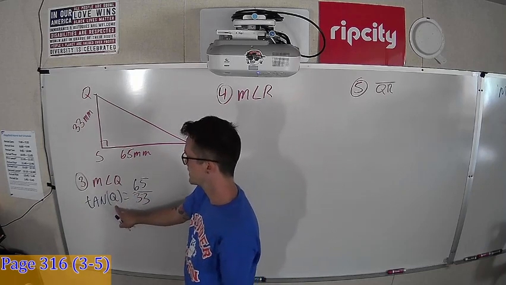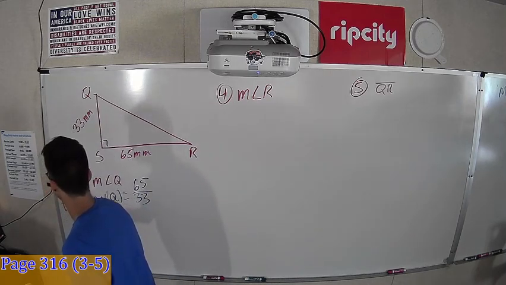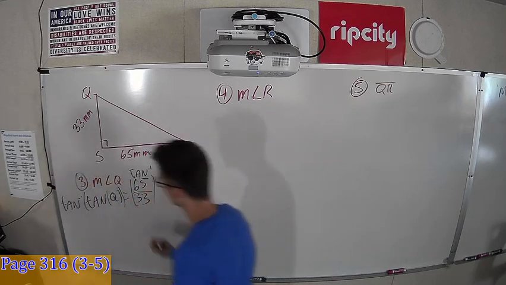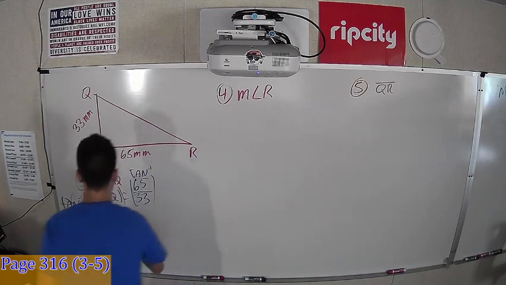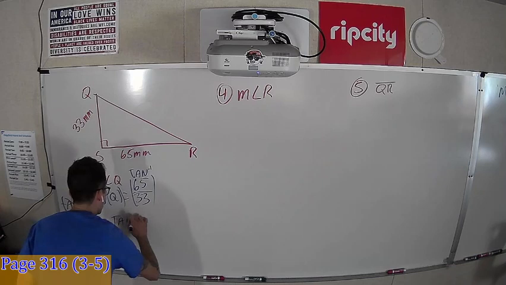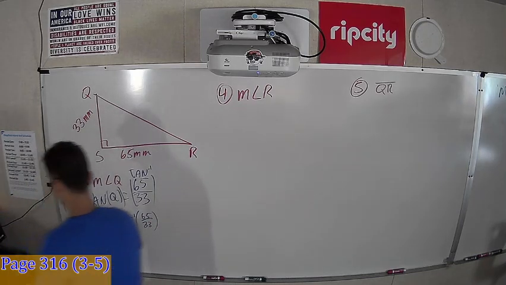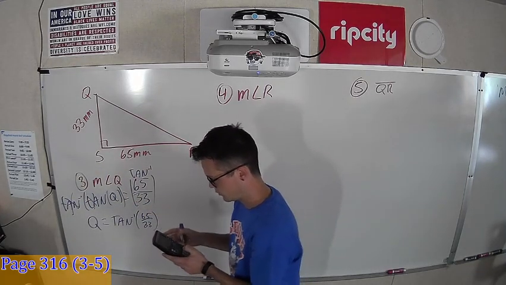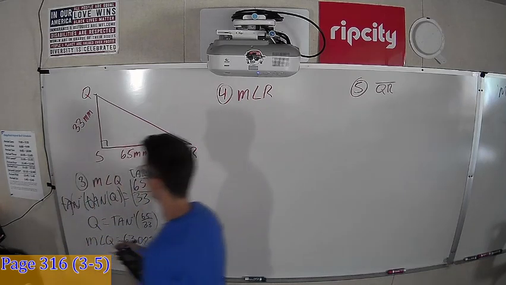Now our Q is trapped inside the tangent function. Let's get it out. The way that we do that is we just take the inverse tan of both sides, inverse tan over here as well. These will cancel, and we learn that Q equals the inverse tangent of 65 over 33. Now from here, calculator, inverse tangent of 65 over 33 equals, we learn that the measure of angle Q equals 63.08 degrees. Boom, that's number 3.